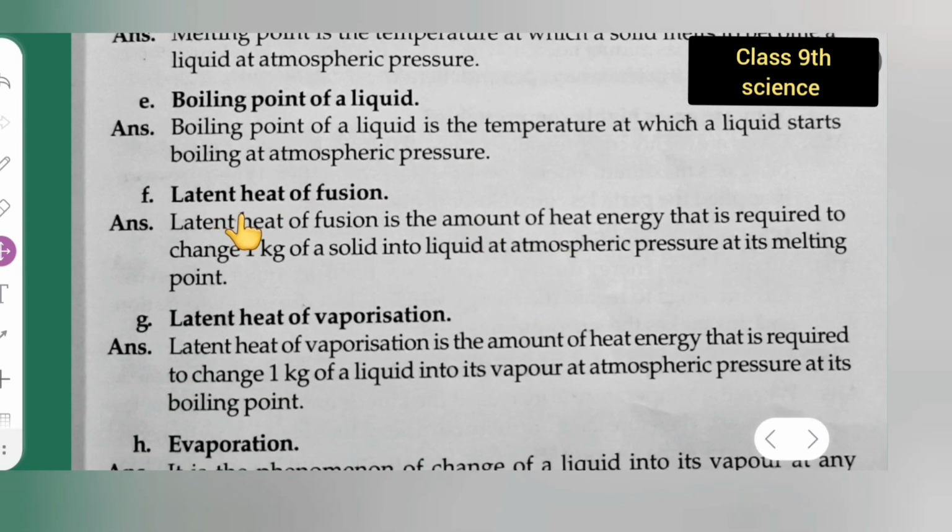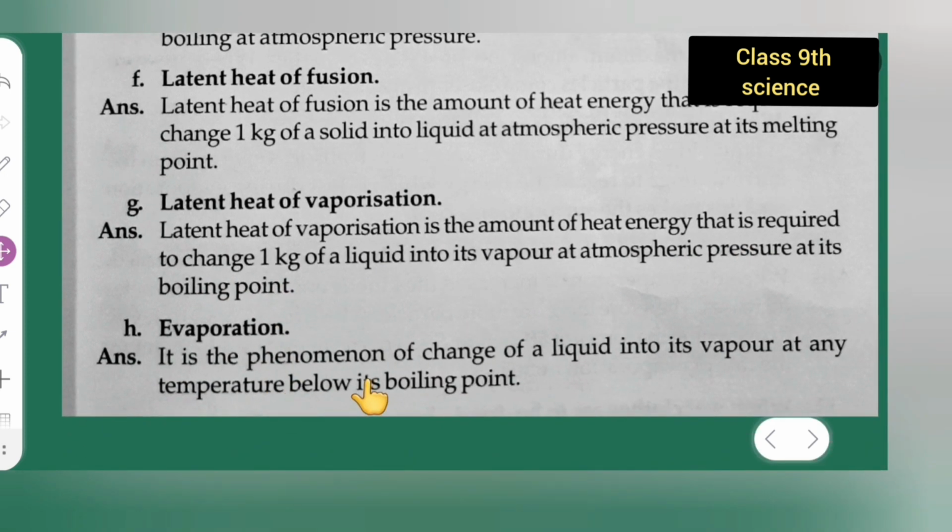Next is define latent heat of fusion. Latent heat of fusion is the amount of heat energy that is required to change 1 kg of solid into liquid at atmospheric pressure at its melting point. Next is latent heat of vaporization. Define latent heat of vaporization. Latent heat of vaporization is the amount of heat energy that is required to change 1 kg of a liquid into its vapor at atmospheric pressure at its boiling point. Next is define evaporation. It is the phenomenon of change of a liquid into its vapor at any temperature below its boiling point.